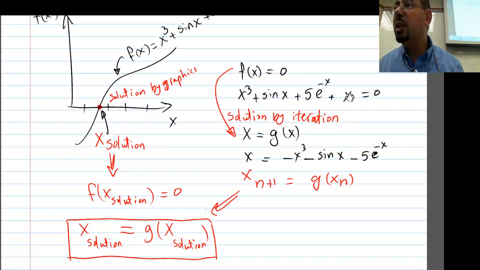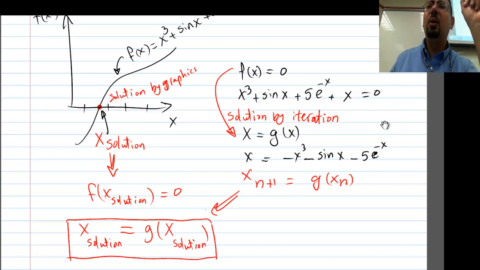Okay? So, for example, let's take this. If we take this guy to one side, here is x, put everything else on the other side, this guy becomes minus x cubed, this guy becomes minus sine x, and this guy becomes minus 5e to the minus x. See, I put everything on the other side. What are we trying to find out? We are trying to find the solution for this equation, or we are trying to find the x that will make f of x equal to 0.